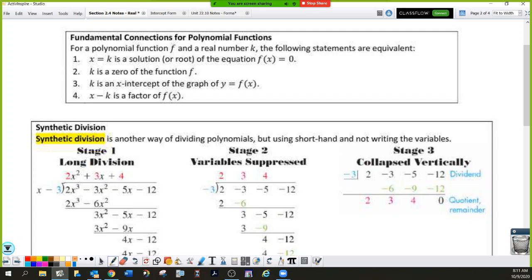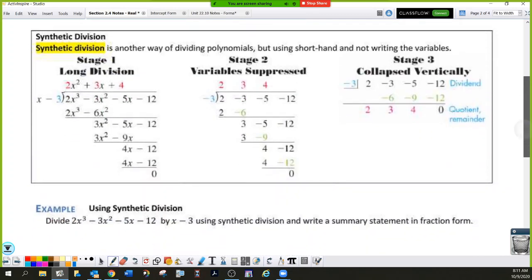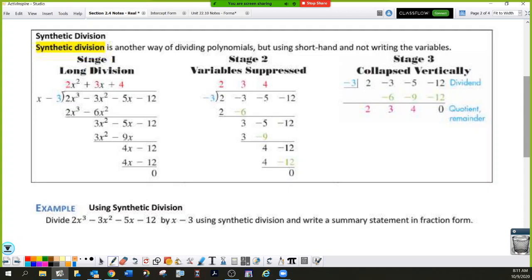Now, the honest answer to who likes long division was nobody, right? So instead, we're going to use synthetic division whenever we can, because long division is time-consuming. Okay, synthetic division. Synthetic division is another way of dividing polynomials, and instead of writing out the entire polynomial, we're only going to be writing the coefficients. See, we don't write the variables. These are just the coefficients.